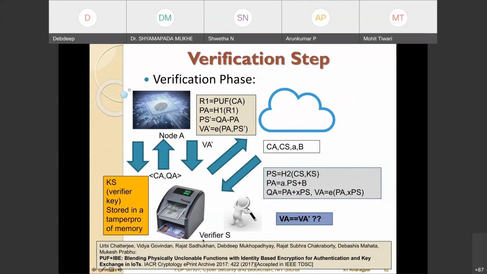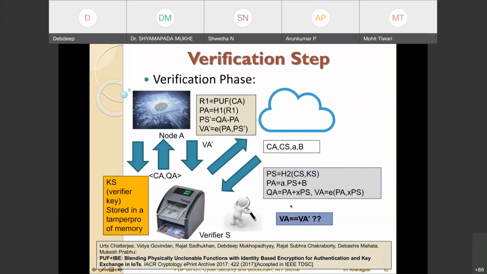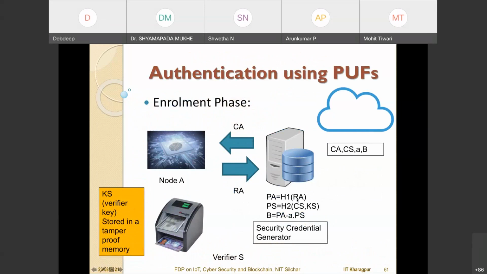So what the verifier does now is access the cloud and get this tuple CA, CS, A and B. And now note that the verifier has got the secret key K. So what it does is it applies the hash function, gets this PS, and applies the opposite of the elliptic curve operation and computes A into PS plus B to get the value of PA. So note that PA was nothing but the hash of the response.